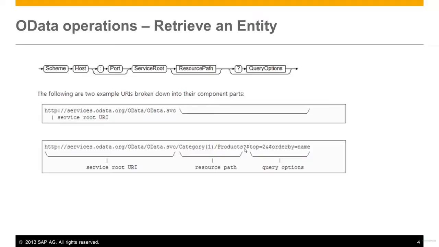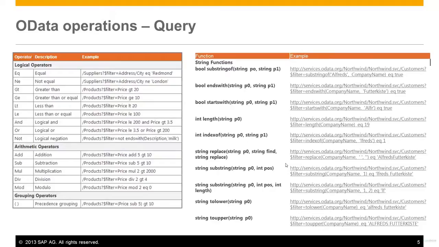Then within that OData service, you could also specify the resources. So in this case, there are two resources. One is a category and the second one is the products. So the category is the first resource, and under category you have products. Then following the resource path, you could specify the query options. Query options are a way to tell the OData service to return a particular entity or order a particular data. So we will get into more details on that later during the session.